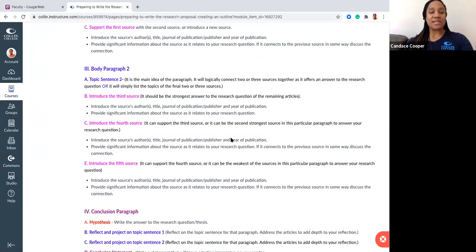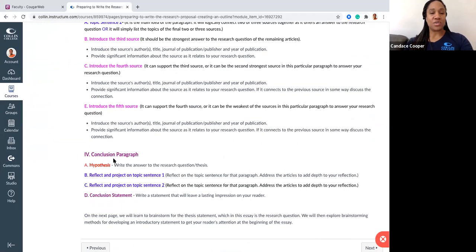So the last thing that you will pay attention to is going to be the conclusion paragraph. In the conclusion paragraph, you're going to start that paragraph with what's called a hypothesis. And I talked about this a little bit earlier on the previous page, and that is going to be the answer to your research question, right? And then you will reflect and project on your two body paragraphs, right?